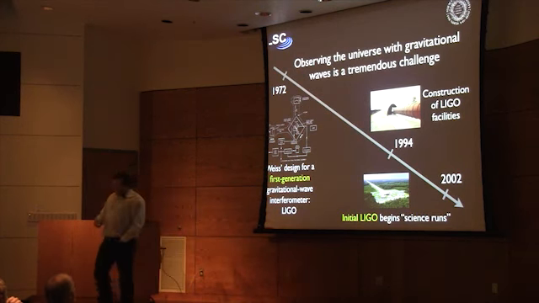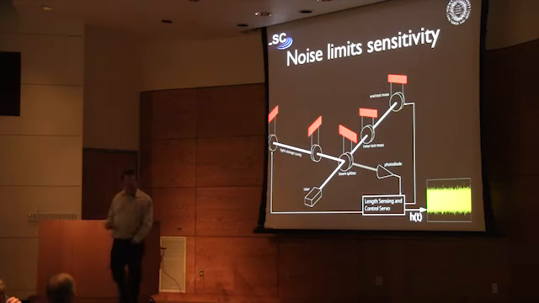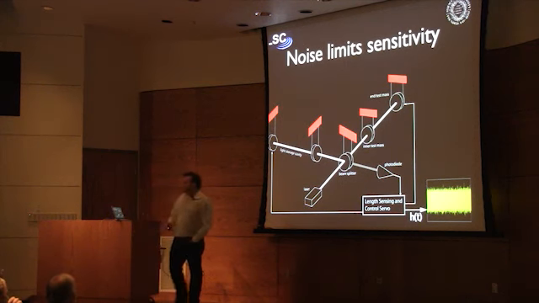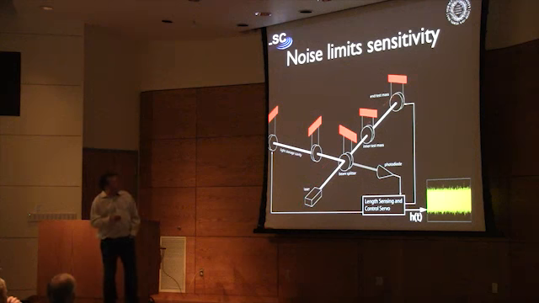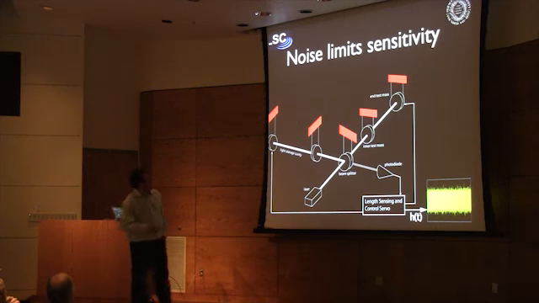What makes detecting gravitational waves so difficult today? Well, part of the problem is that noise limits our sensitivity. This is a simplified diagram of LIGO. This is the laser, here are the mirrors. We're trying to detect changes in the length of these arms. It's a little bit more complicated than what I showed earlier.